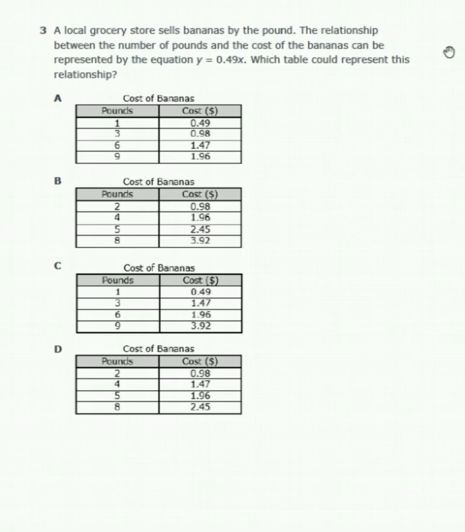Question 3. A local grocery store sells bananas by the pound. The relationship between the number of pounds and the cost of the bananas can be represented by the equation y equals 0.49x. Which table could represent this relationship? Table A, Table B, Table C, Table D.